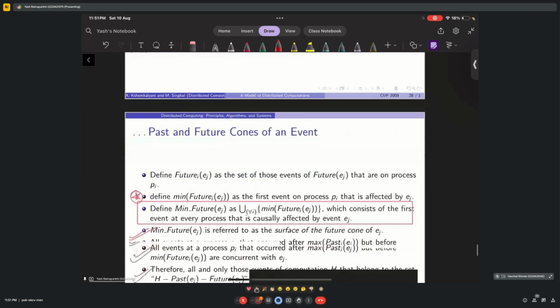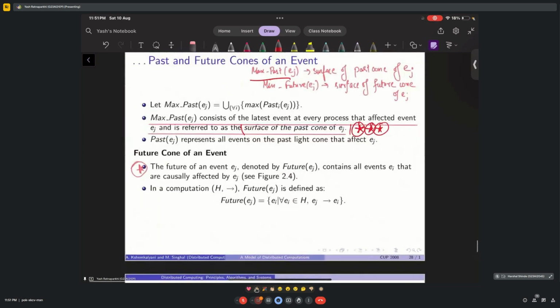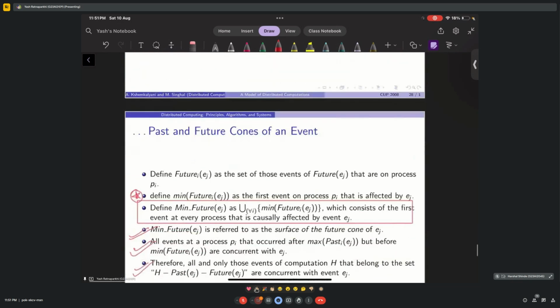Okay. Coming same. Since we made it as a surface of past cone, similarly minimum future will be surface of future cone. Simple. Very easy to understand. Okay.